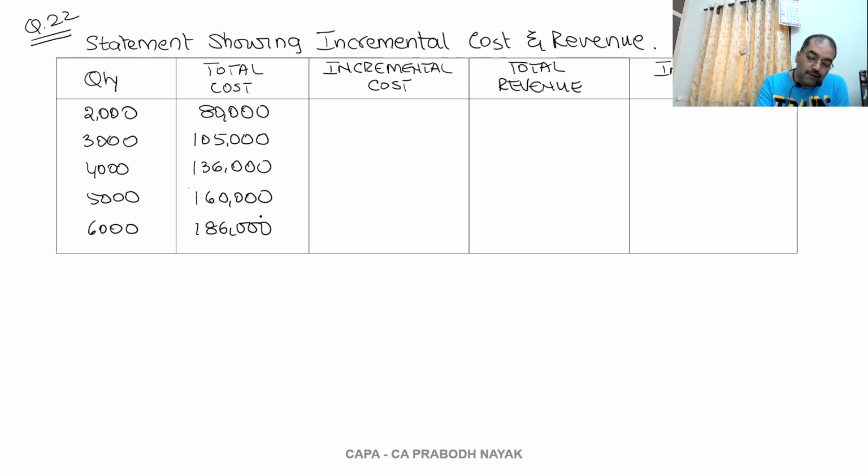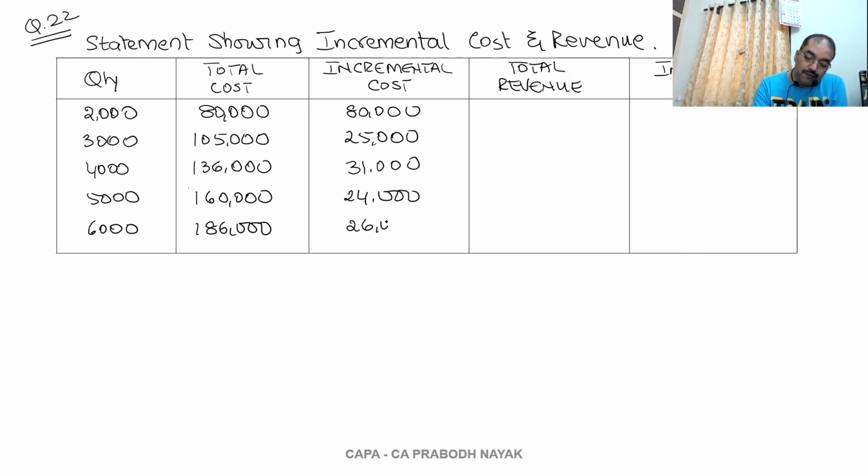Now incremental cost. First is 80 to 105, increased by 25,000. 105 to 136 increased by 31,000. Then 136 to 160 increased by 24,000. And 160 to 186 increased by 26,000.